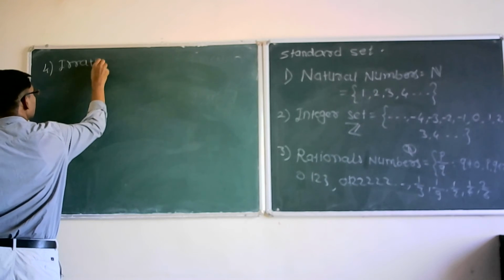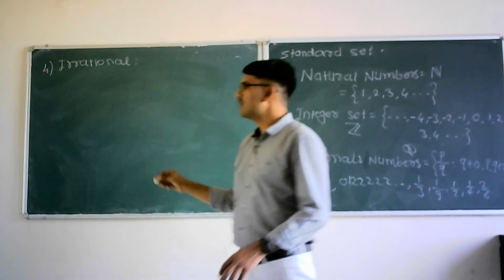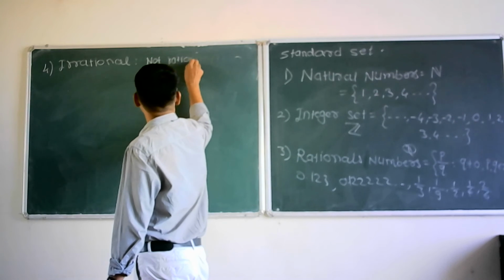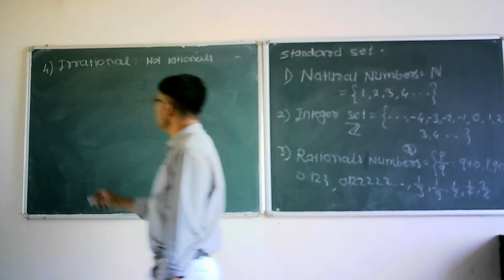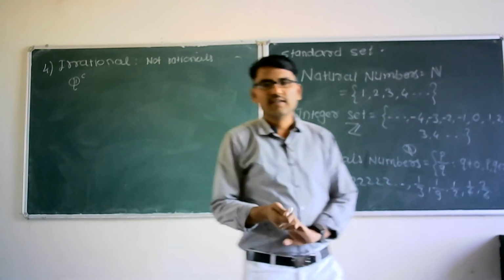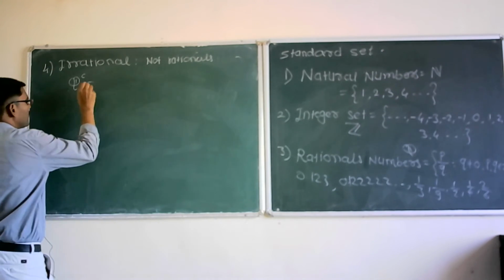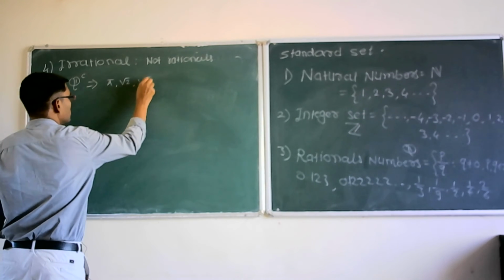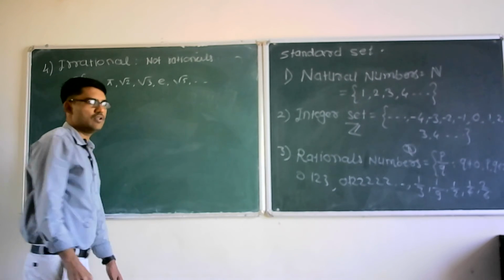Irrational numbers: those numbers which are not rational are called irrational numbers, and the set is denoted by Q complement. For example, it contains pi, under root 2, under root 3, then e, under root 5. They are all irrational numbers.